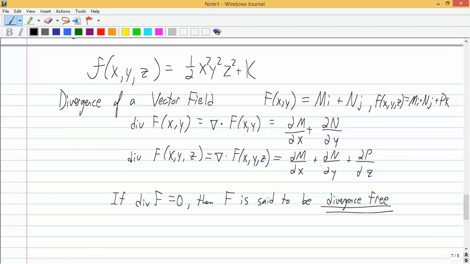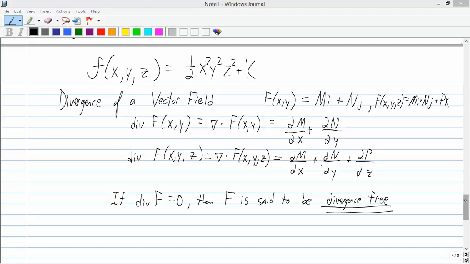And all this right here, this delta, that's like the gradient dotted with the function. So if you want to know the divergence at a point for a vector field, you're just going to get a scalar value out, meaning you're just going to get one number out. Okay?